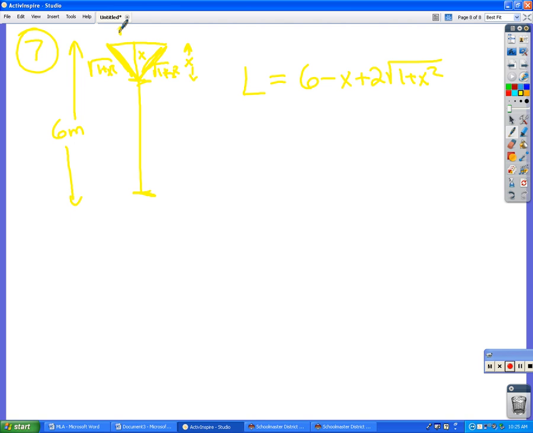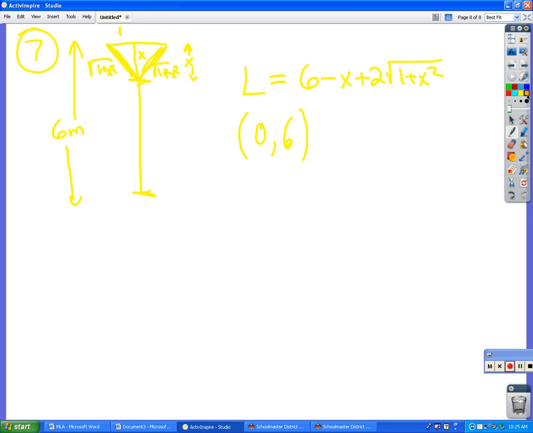Okay? What's the smallest that X could be? 0. In theory, it would be more efficient just to hang one right there. What's the biggest that X could be? 6. Because we want it to be 6 meters below. So all our answers have to be between 0 and 6. Okay? All right. Then what do we do with this equation if we want to find the minimum length?